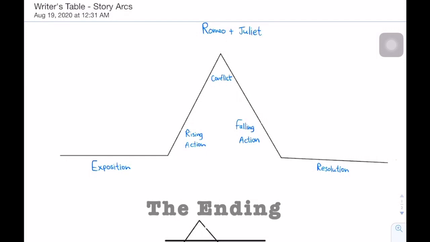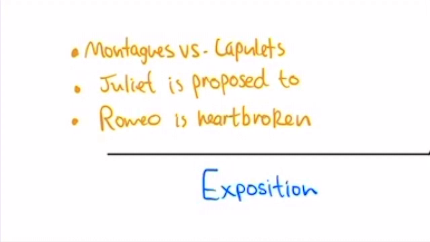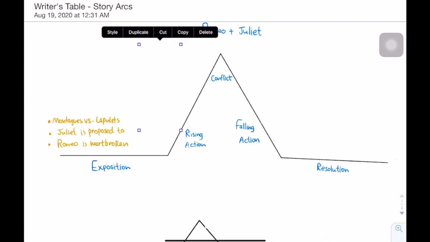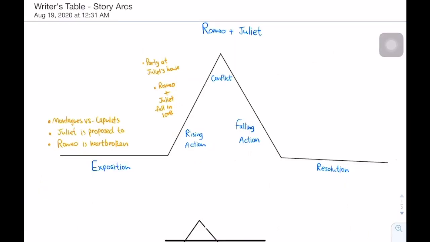So in terms of Romeo and Juliet, we have the Montagues versus the Capulets. That's the exposition, right? Right at the beginning of the story, we know that the Montagues and the Capulets hate each other. You know that Juliet is proposed to, and that Romeo is heartbroken over a girl named Rosalind. Then we have the rising action. What happens there? We have a party at Juliet's house. It's a huge ball, and that's where Romeo and Juliet meet each other and they fall in love, right? Rising action, that's what happens there.